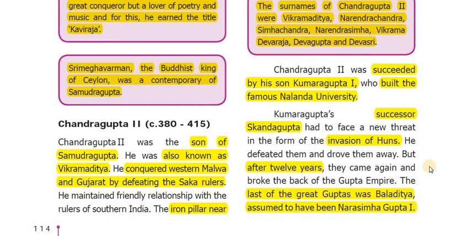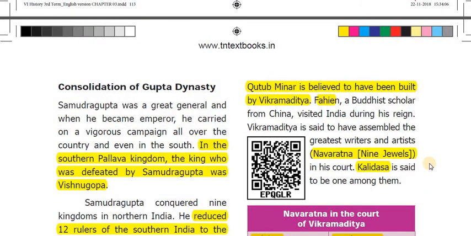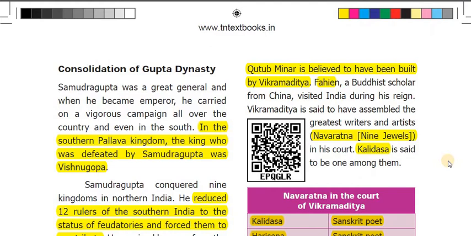Chandragupta II was the son of Samudragupta. He was also known as Vikramaditya. He conquered western Malwa and Gujarat by defeating the Saka rulers. He maintained friendly relationship with the rulers of southern India. The Iron Pillar near Mehrauli is believed to have been built by Vikramaditya. Fahian, a Buddhist scholar from China, visited India during his reign.